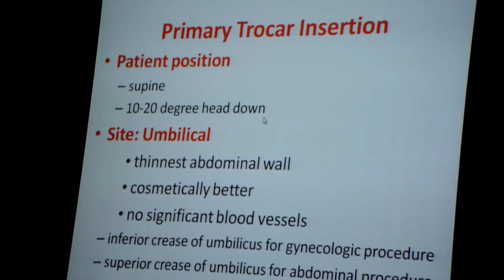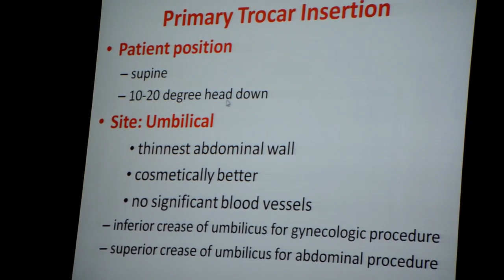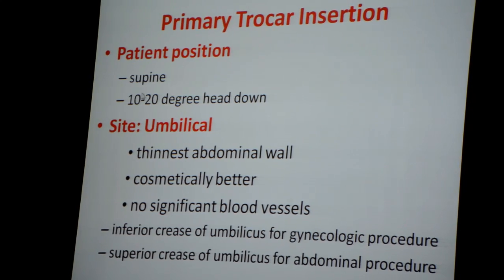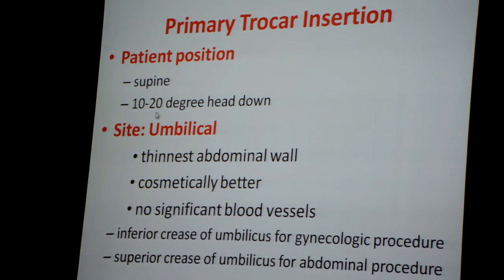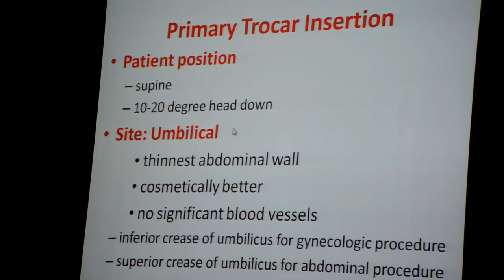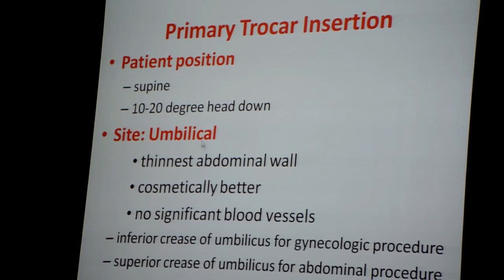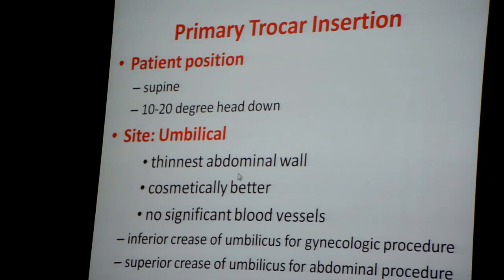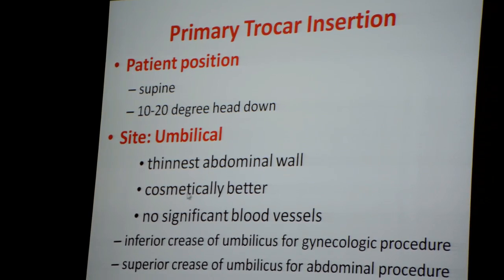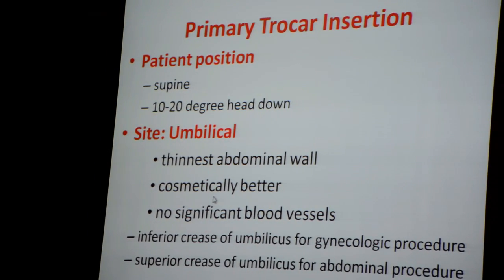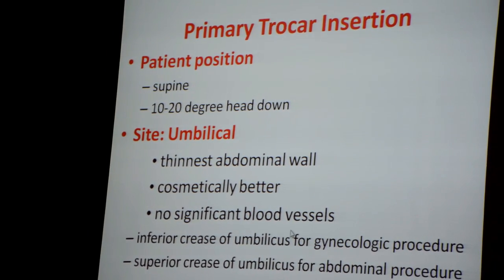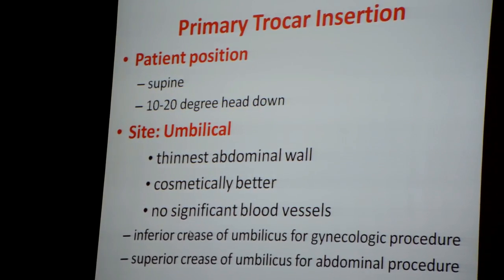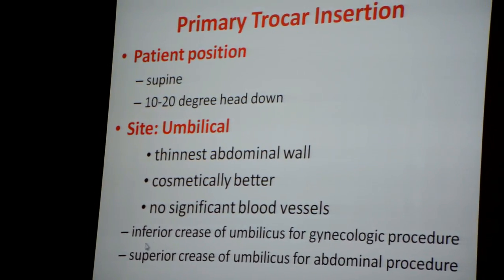Primary trocar insertion is the same as the Veress insertion: you should put the patient supine, with about a 10 to 20 degree head down position. We usually use the umbilicus because it is the thinnest part of the abdominal wall. Cosmetically it is better, and there is no significant blood loss in the umbilical region. It is an avascular region.